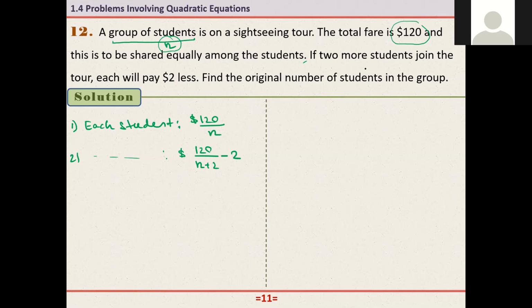The question is, find the original number of students in the group. If 2 more students join the tour, right? So, is that correct? What is correct? I think I should write 2 less. I just keep this here. So if 2 more students come here, actually they need to pay.